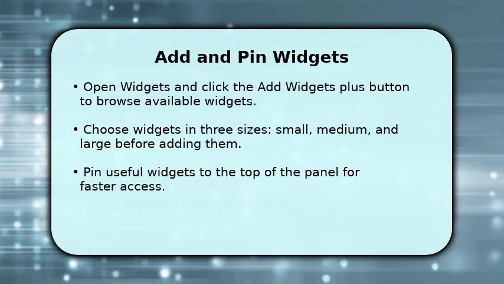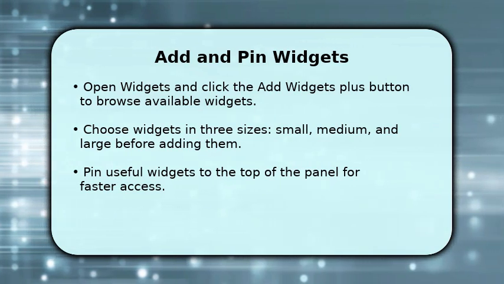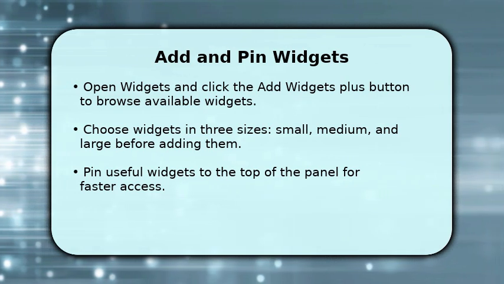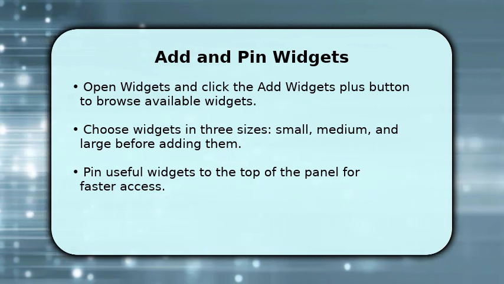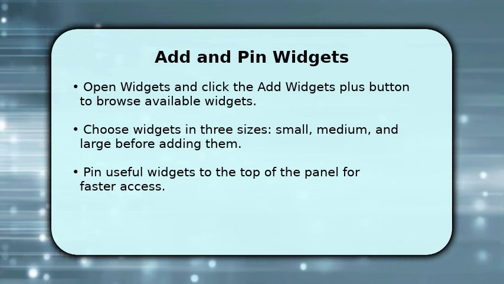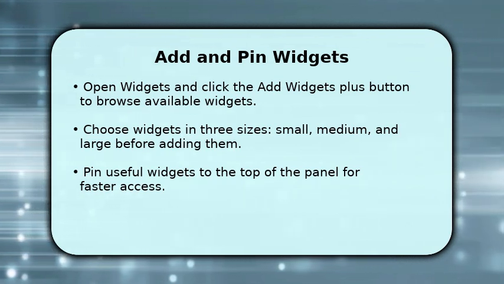With the Widgets panel open, click the Add Widgets Plus button to browse available options. Select a widget, then choose from 3 sizes: small, medium, and large before adding it to your panel. After adding widgets, drag each widget to reorder and position the most useful ones at the top.